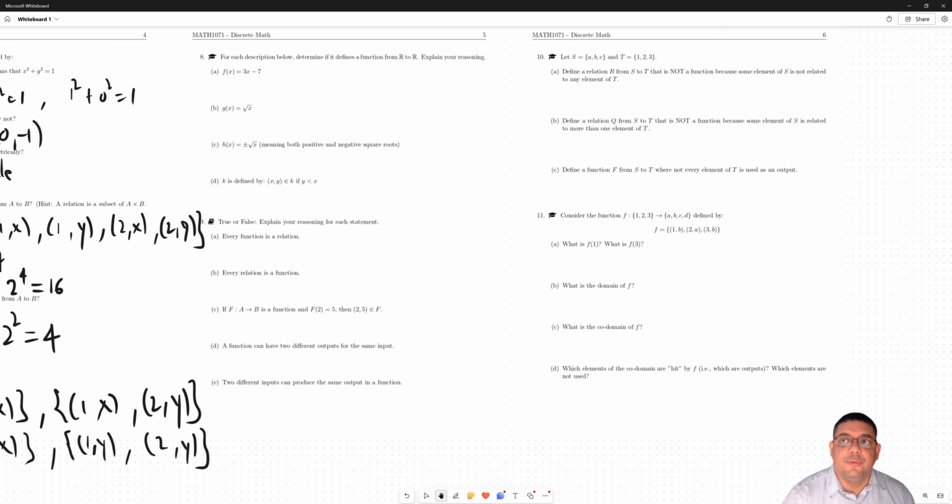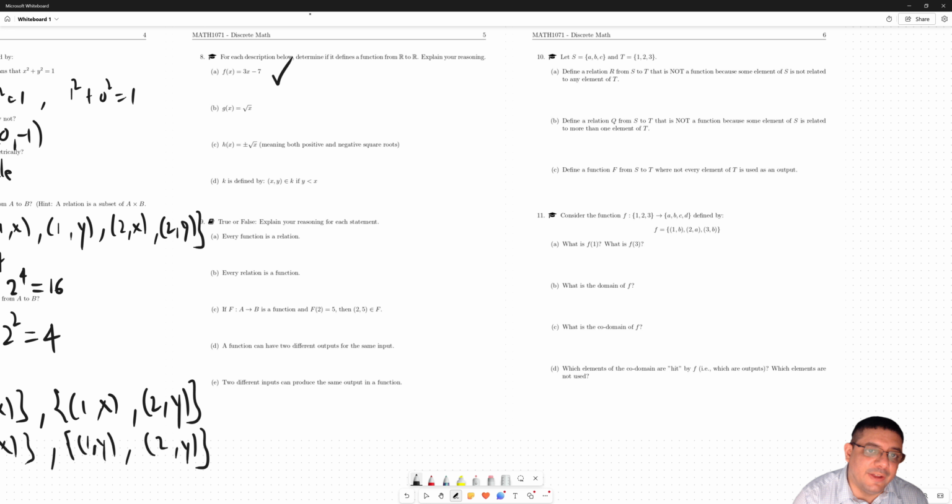Now, moving on, for each of these, let's determine if they are a function or not. So we're going to assume that this is going from R to R. And so from R to R, 3x minus 7 is fine. If we plug in any number in R, this is going to give me a real number. So this is a function.